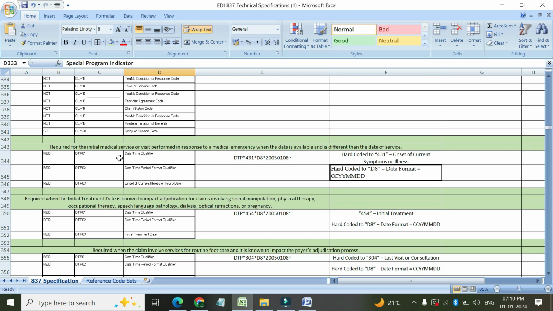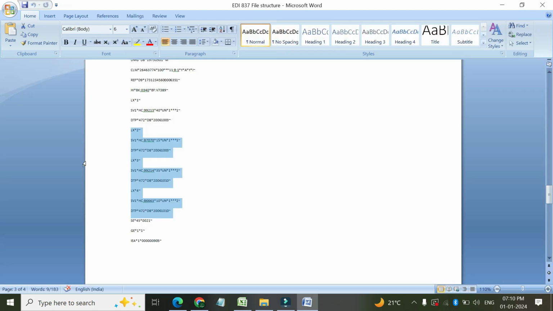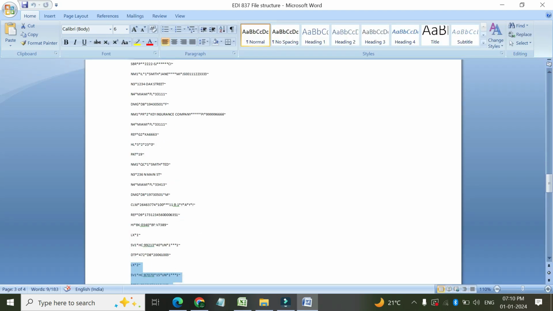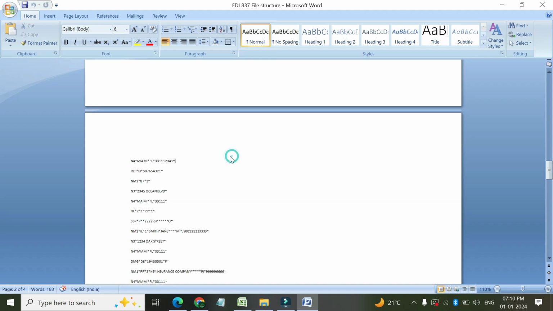That was about the CLM segment. Now under the CLM segment, there can be a lot of DTP segments. Let's look at the EDI file structure. So if you see, where is our CLM segment?